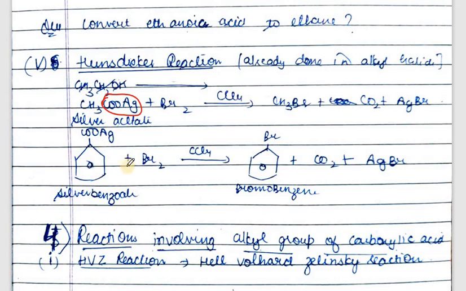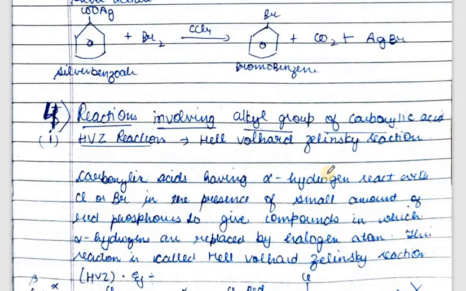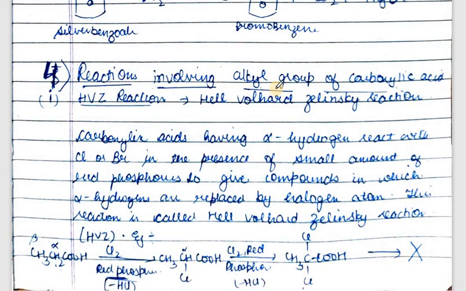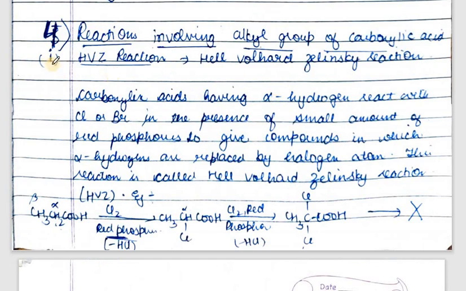Similarly, we take an example of silver benzoate. In this, bromobenzene is formed, and silver bromide plus carbon dioxide is released. So these are the reactions in which the COOH group is involved. And now the reactions in which the alkyl group attached to the carboxylic group is involved.